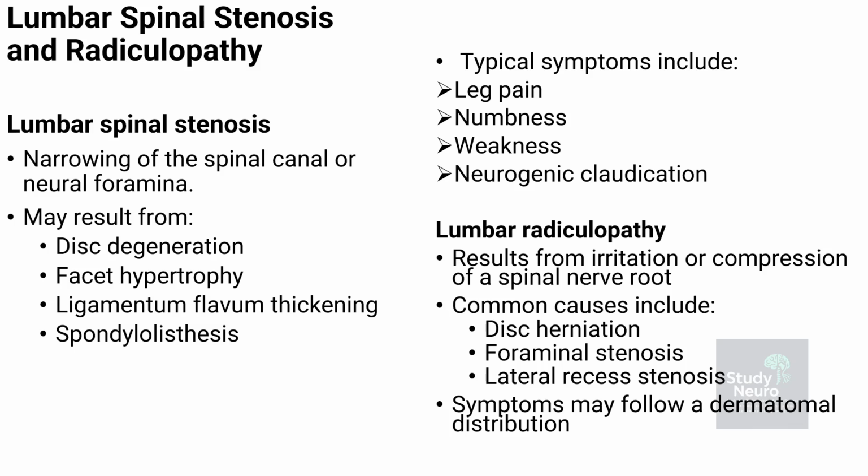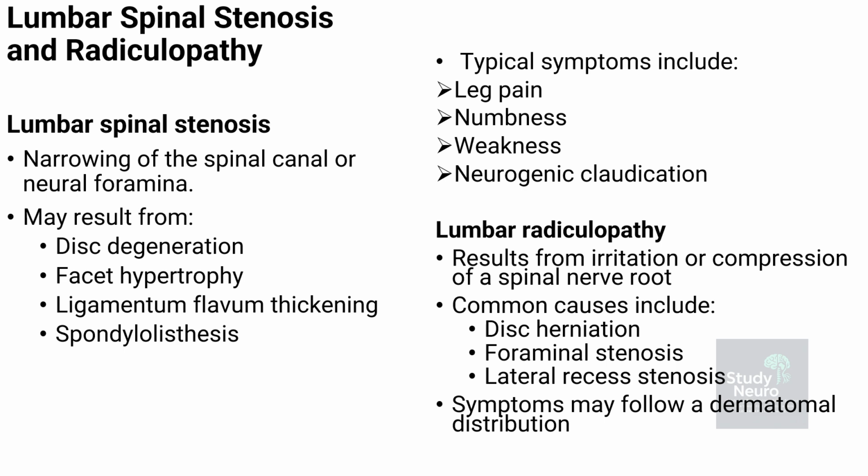Lumbar spinal stenosis occurs when the spinal canal or the openings for the nerves become narrowed. This can develop as degenerative changes affect the discs, facet joints, or supporting ligaments, and it may also be associated with vertebral displacement. Patients may develop leg pain, numbness, or weakness, particularly during standing or walking. Neurogenic claudication is a classic feature, with symptoms often improving when the patient sits or bends forward.